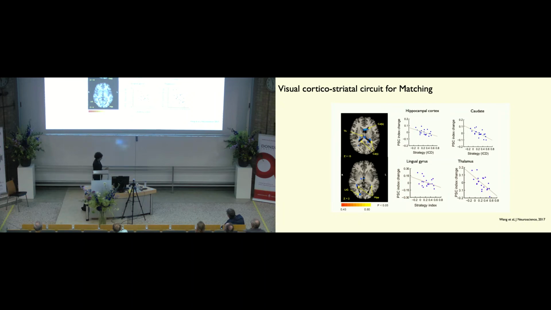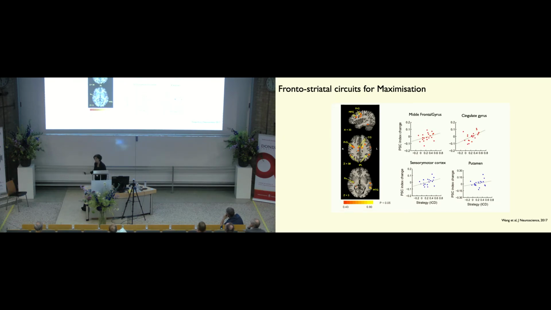And what we see is that when people took a matching strategy, the circuits we recover involve the visual cortex, the hippocampus, the caudate, and the thalamus. And in reinforcement learning, this is the visual loop that involves visual cortex and subcortical regions together with the hippocampus. Now, in contrast, when people took the maximization strategy, what we've seen, again through modeling the data, is that this strategy is supported by circuits that involve primarily frontal circuits and putamen, and this is known as the frontal striatal loop in reinforcement learning. Now, there is no reinforcement learning here. The participants do not get trial-by-trial feedback. They are learning the statistics spontaneously while trying to do this task, and we recover the same circuits that we see in reinforcement learning.